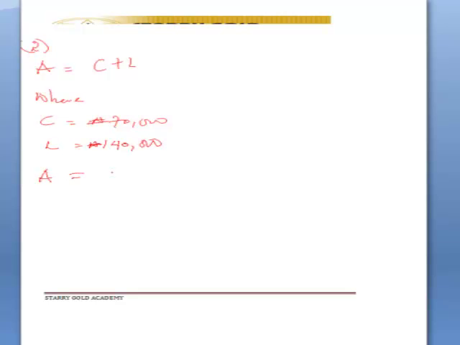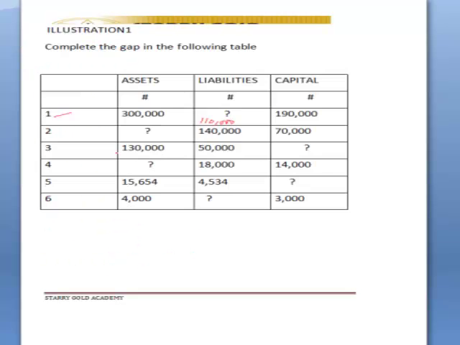So A equals 70,000 plus 140,000, and asset will be 70 plus 140. That is 210,000. So A is 210.